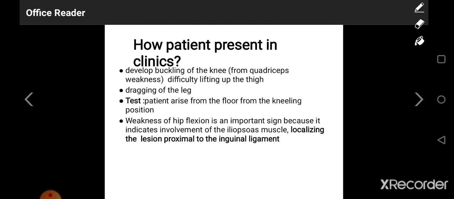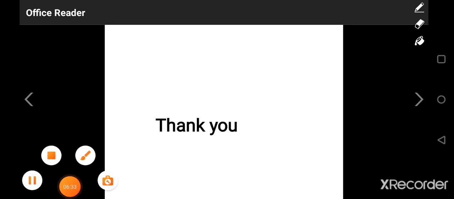Now, how does the patient present in clinics? They develop buckling of the knee from quadriceps weakness, and difficulty lifting up the thigh. There is dragging of the leg. For testing, the patient arises from the floor from the kneeling position. Weakness of hip flexion is an important sign because it indicates involvement of the iliopsoas muscle, localizing the lesion proximal to the inguinal ligament. So this completes our topic.